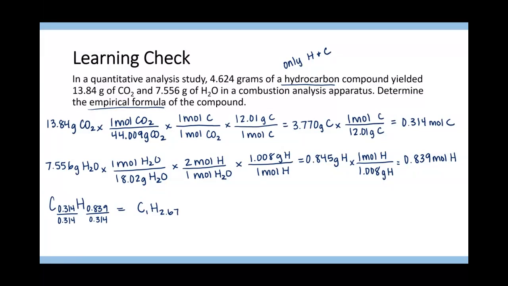So we still have a decimal at the end of this calculation, so we need to multiply by an integer. If you multiply by 2, you will still have a decimal. If you multiply by 3, that gets you really close to a whole number. So we multiply each by 3, and we get C3H8.